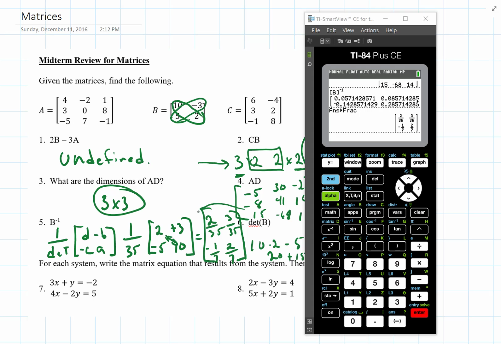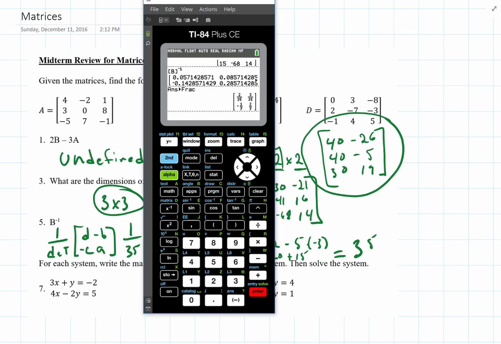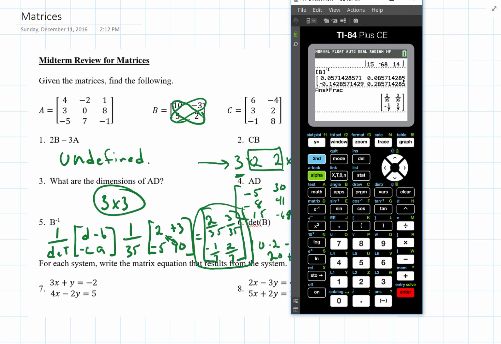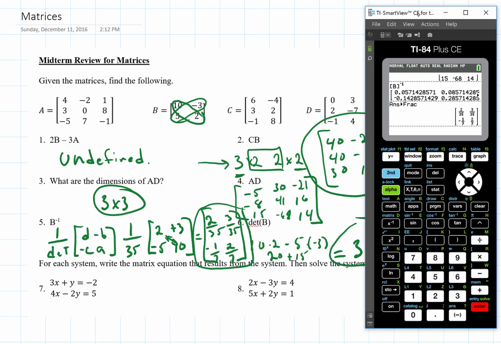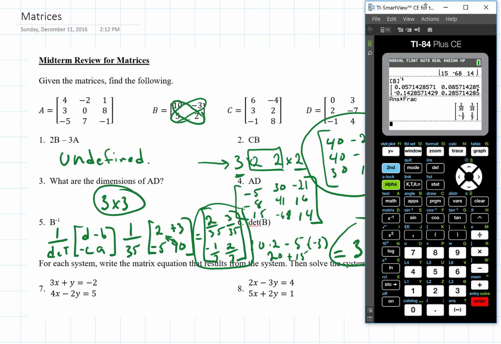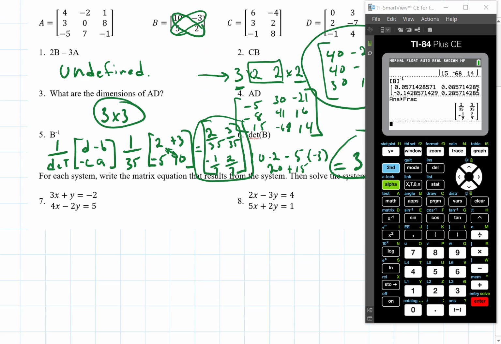Okay, so there's our answer for number 5, and our answer for number 6 right over here, 35. That's our determinant. 7 and 8 are a little bit more involved. These are solving systems of equations by using matrices. And note the way that the question is written. It says for each system, write the matrix equation that results from the system. So what we're asking you to do here is set up the matrix equation. This is the manual part, and there will be questions on the midterm that ask you to set these up.